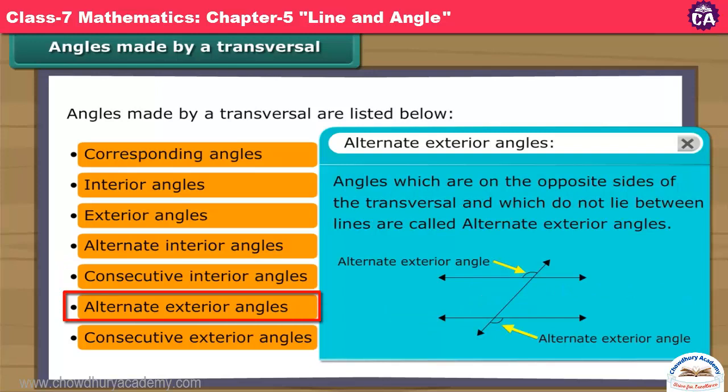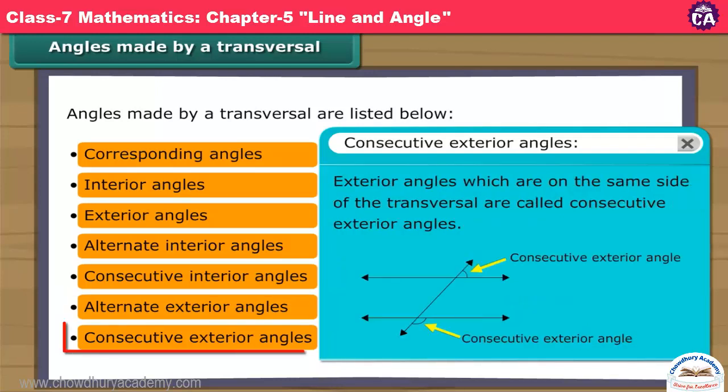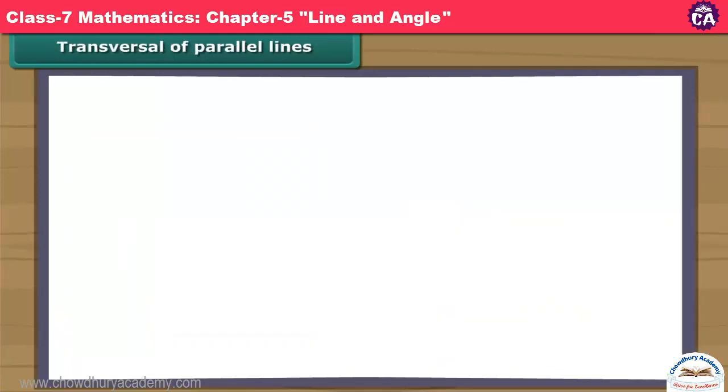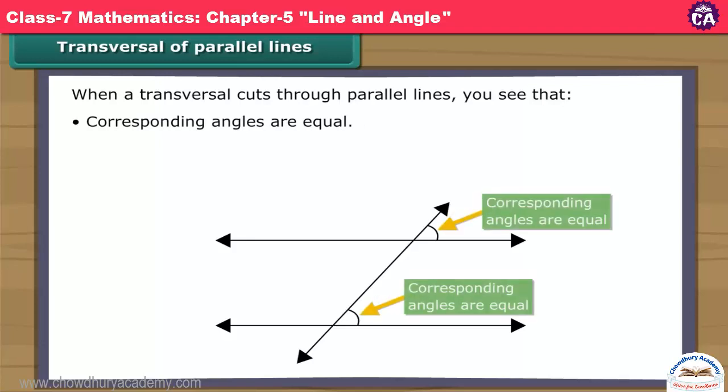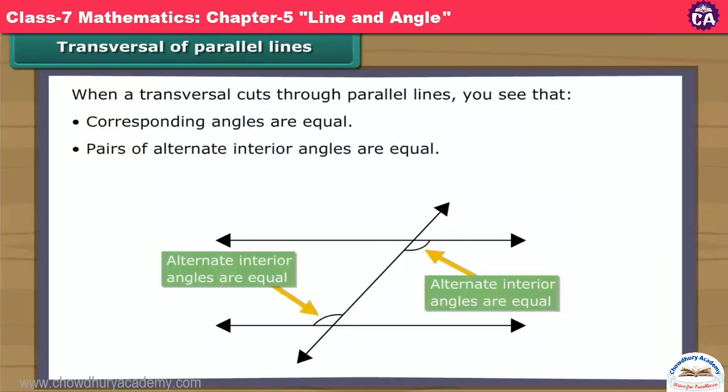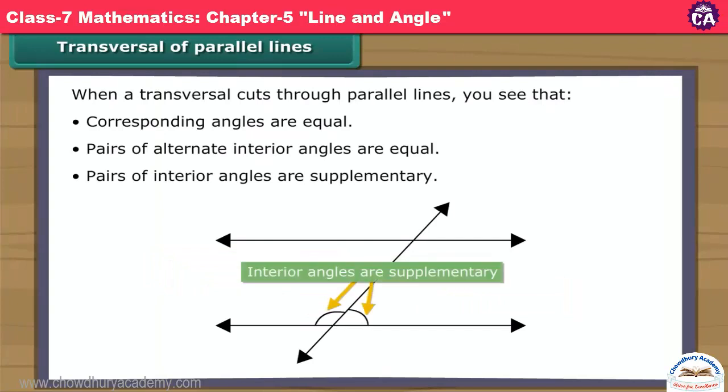Alternate exterior angles. Angles which are on the opposite sides of the transversal and which do not lie between lines are called alternate exterior angles. Consecutive exterior angles. Exterior angles which are on the same side of the transversal are called consecutive exterior angles. Transversal of parallel lines. When a transversal cuts through parallel lines, you will see that corresponding angles are equal. Pairs of alternate interior angles are equal. Pairs of interior angles are supplementary.